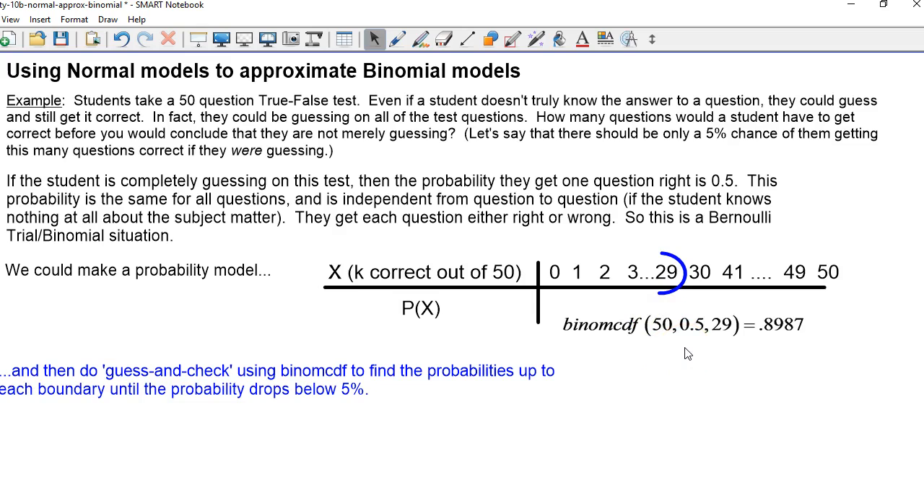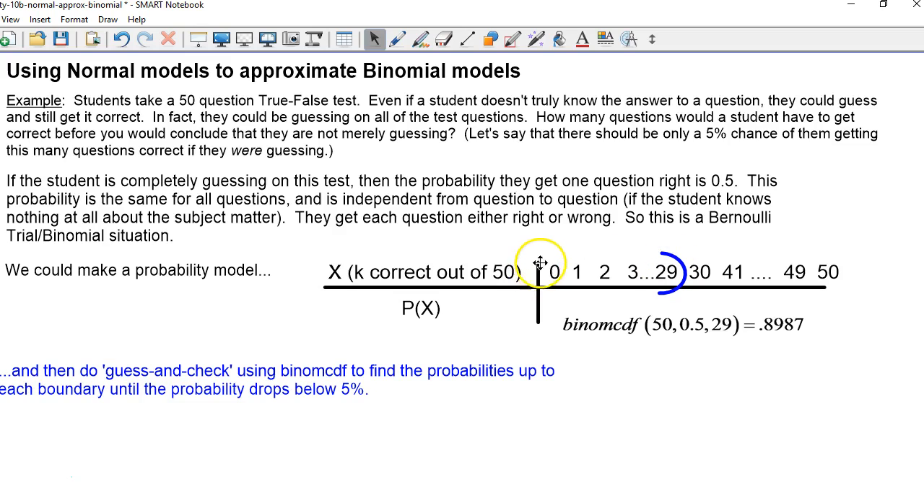The problem is that we're trying to figure out how many questions. In other words, where should we set this boundary value to figure out when the probability drops below 5%? So I guess what you could do is pick a value, make a guess, and just say, well, let's guess 29 questions. What if they got 29 questions correct? What would be the likelihood that would occur?